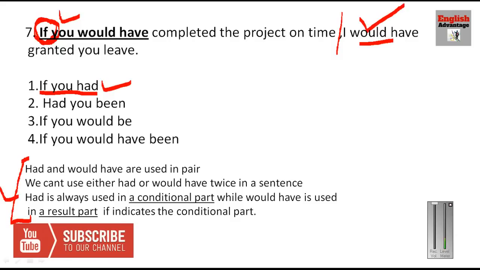Had and would have are used in pair. We can't use either had or would have twice in a sentence. Had is always used in a conditional part, while would have is always used in a result part if indicated by the conditional part. So this concept is very much clear, I think. Now let us see the next sentence.